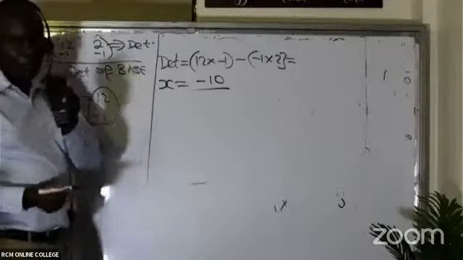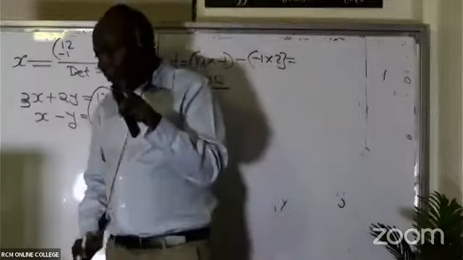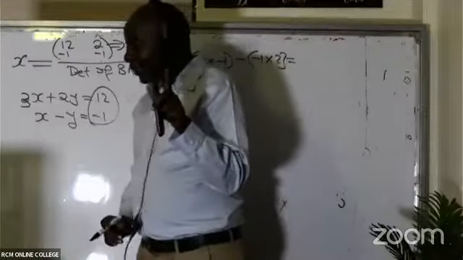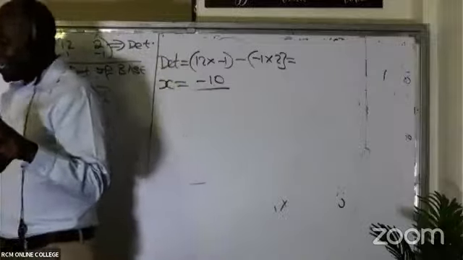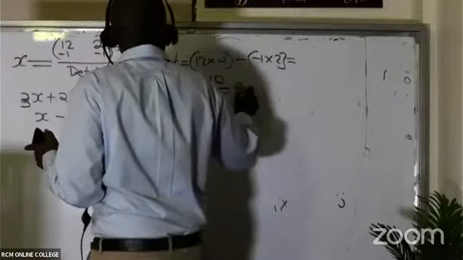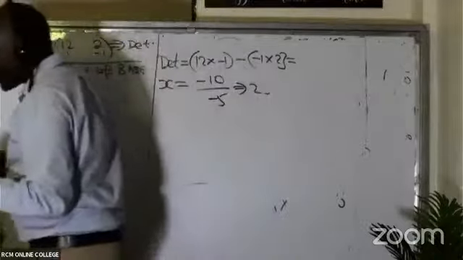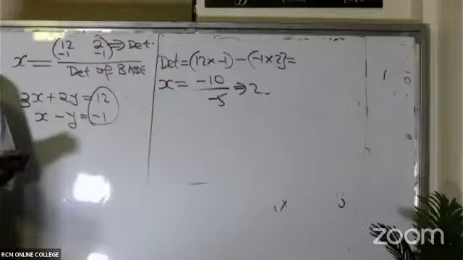Is there anybody who is able to remember what the determinant of the base was? Determinant of the base is negative 5. So in that case, x will be equal to what here? X will be equal to 2 now. Thank you very much, Paula. X will be equal to 2.